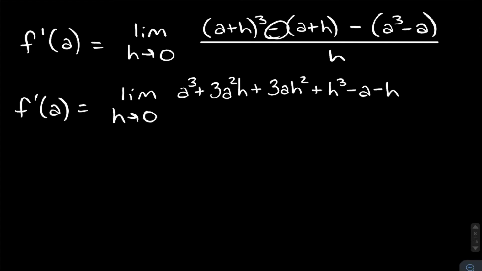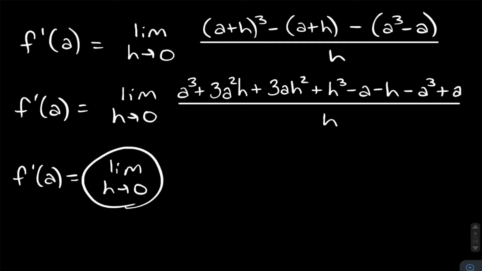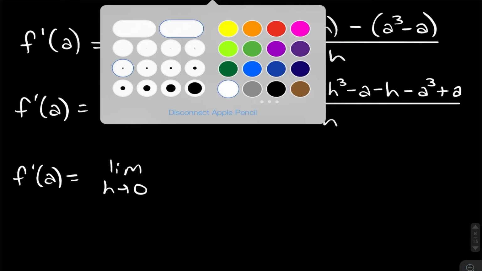Then we'll have a minus a minus h. We've got to distribute that negative here, and then we're going to get a minus a cubed. We're distributing another negative, so this will be plus a. This will be all over h. Now, combine like terms, right? If we combine like terms here, we get the limit as h approaches 0. Don't forget your limit sign. A lot of people do that. I did that when I was in Calc 1, and it just absolutely annoyed the heck out of me.